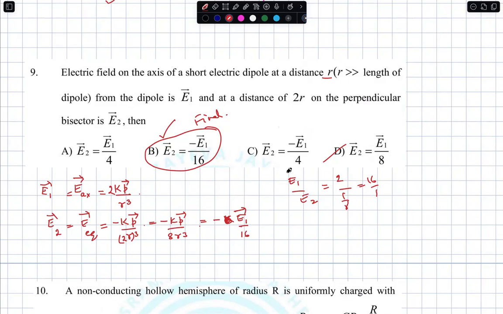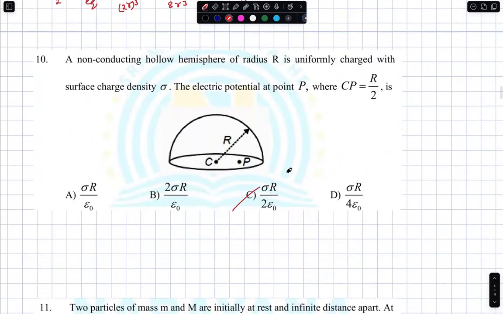Right. Next, 10th question. A non-conducting hollow hemisphere of radius r is uniformly charged. Find the electric potential at point P. Here, what if there is a full sphere? Same, you will have 1 by 4 pi epsilon naught, charge by radius. Remember, the entire thing is equipotential. The entire thing is equipotential. Right.